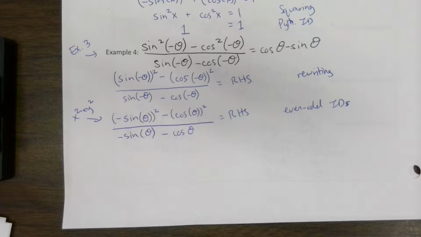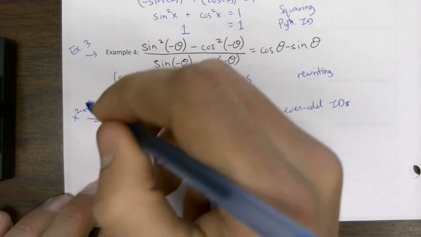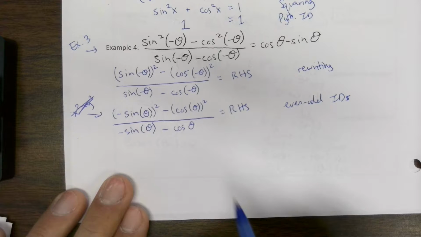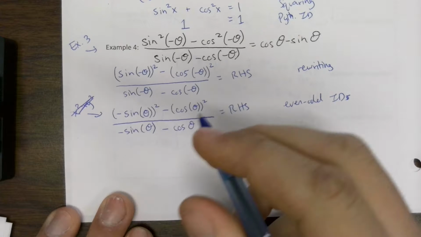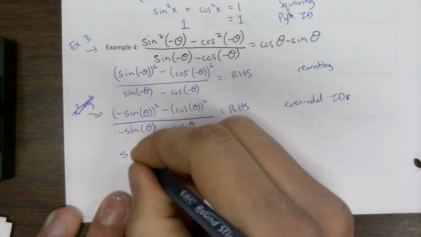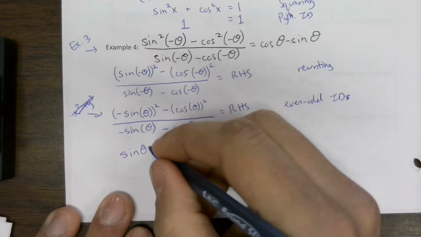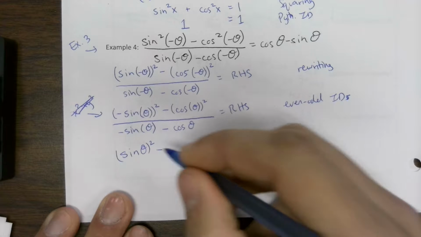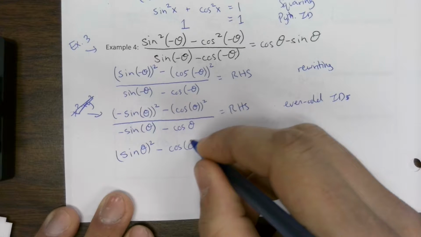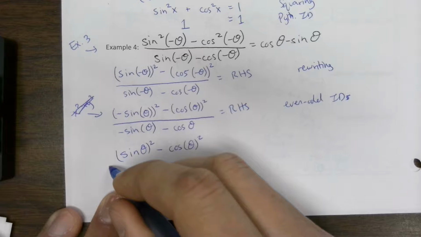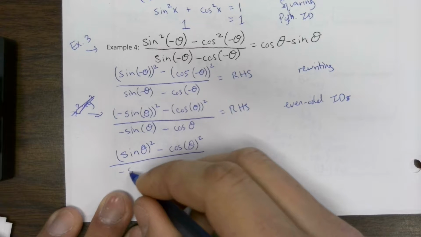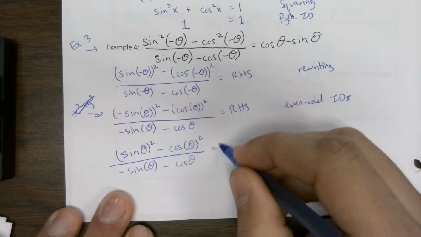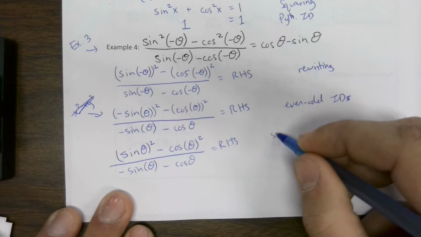Sorry about that. So what we're going to do actually is square these. So, negative sine of theta squared is sine of theta squared. And then this will be minus cosine of theta squared. And then this is over negative sine of theta minus cosine of theta. This is equal to the right hand side. So this is just squaring stuff.